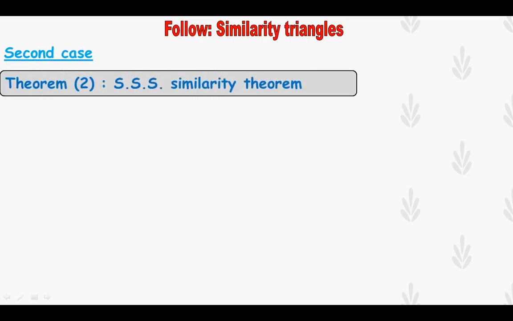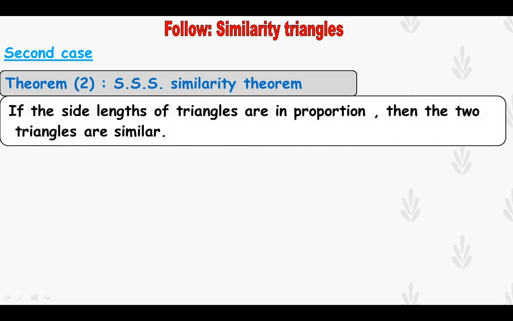Similarity of triangles, second case. Theorem 2, SSS similarity theorem: if the side lengths of triangles are proportional, then the two triangles are similar. So the second case of triangle similarity: if the three sides of the first triangle are proportional to the three sides of the other triangle, then the triangles are similar. Okay?